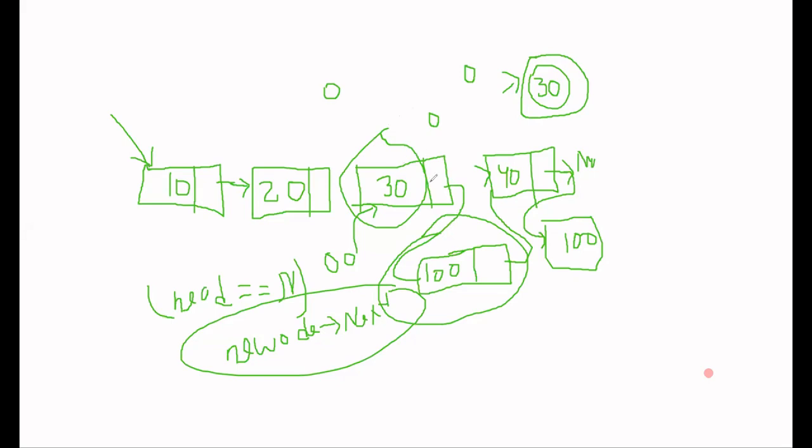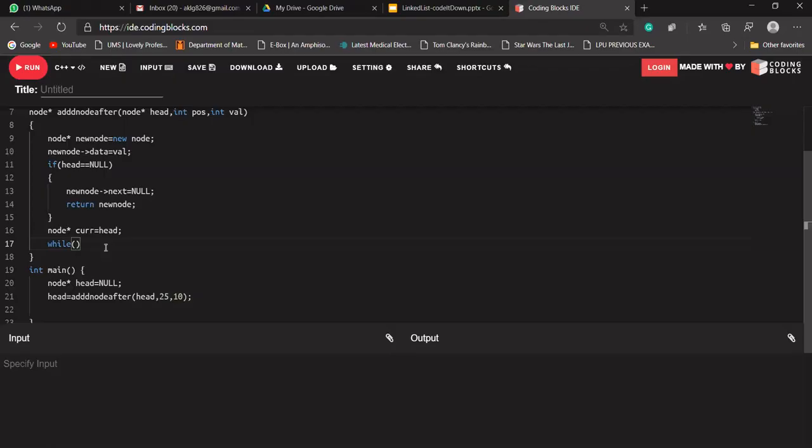Is that clear with everyone? Because if we know the address of 30, we can add that data, we can add 100 after 30. So first we'll try to find 30, whether 30 exists in our linked list or not. So we'll iterate through our loop. So we'll check whether current data is not equal to position.